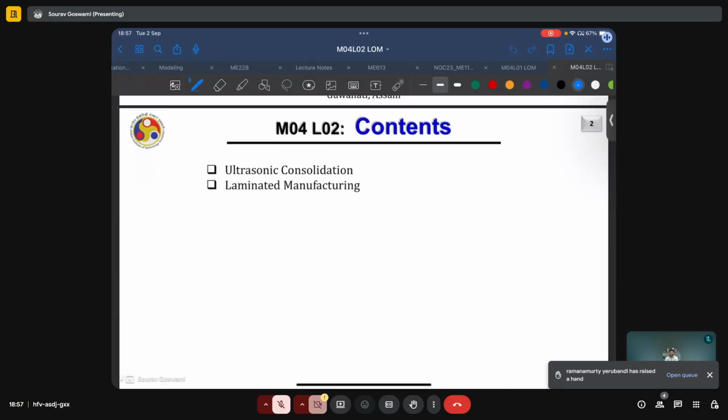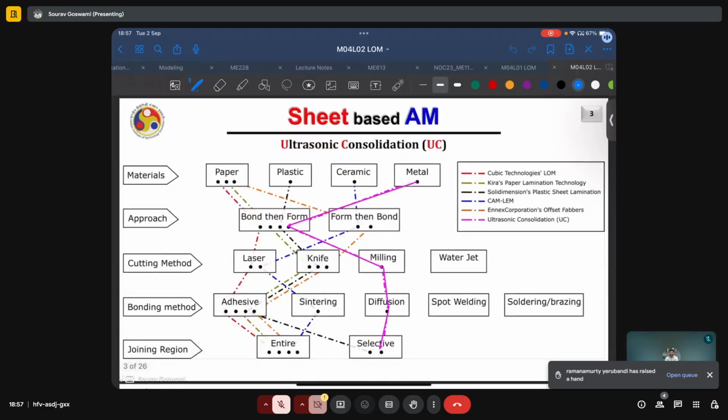The last two processes that we'll be looking at before wrapping this up are the ultrasonic consolidation and the laminated manufacturing processes. Ultrasonic consolidation, which uses metal, which as, say, students of mechanical engineering, we are primarily interested in, uses a bond and then form approach. The cutting method for removal of the excess material in each step will be milling. The bonding method for joining of these metallic sheets would be by diffusion, and in each layer only some selective region is joined rather than joining the entire sheet.